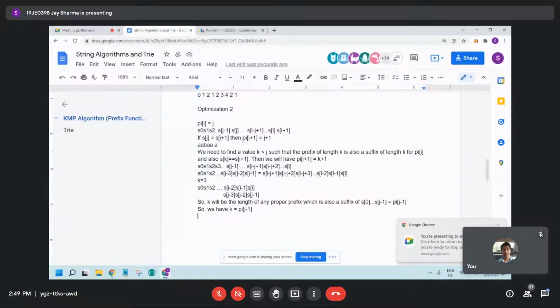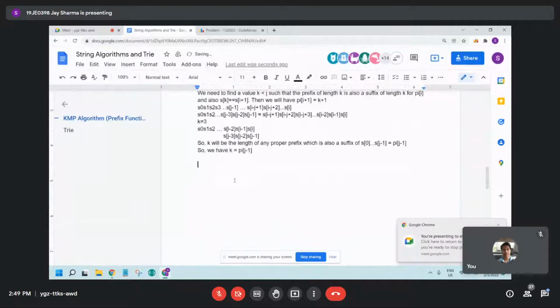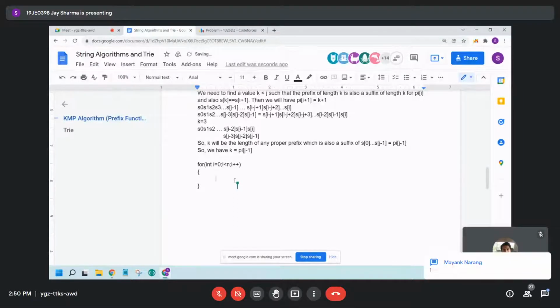Okay, so now coming back to the final algorithm, so you will start with 0. Okay, so we are just iterating over the values of I, and we will start by making pi of I equals pi of I minus 1. Okay, so we need to just handle one base case.